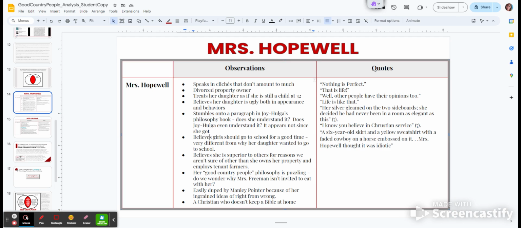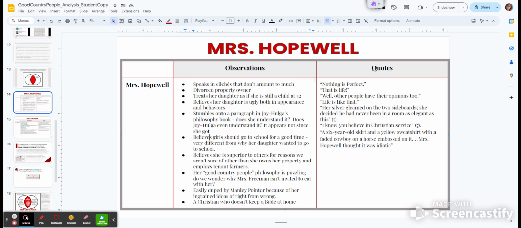She thinks she has a grasp on what the world is based on these shallow phrases. And then she's got this phrase that keeps coming up, good country people. And that is sort of a puzzling philosophy. For instance, if she does believe that Mrs. Freeman is good country people and not trash, why isn't she invited to eat with them? I've never really understood that. Something to explore further.